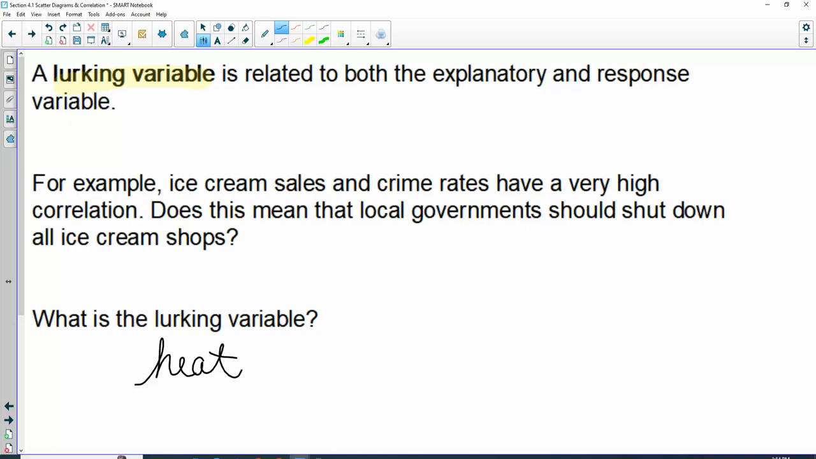Or if you have rolling blackouts, because the heat is so high, there's energy demand. When you have a blackout, do crime rates go up? They do. So those things are related. All right.